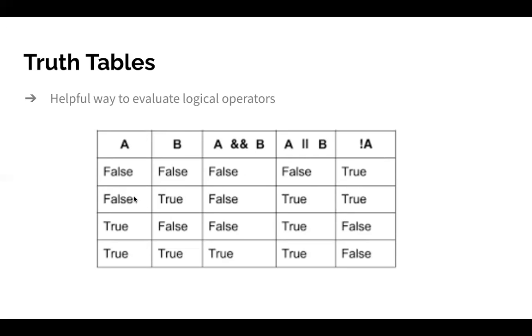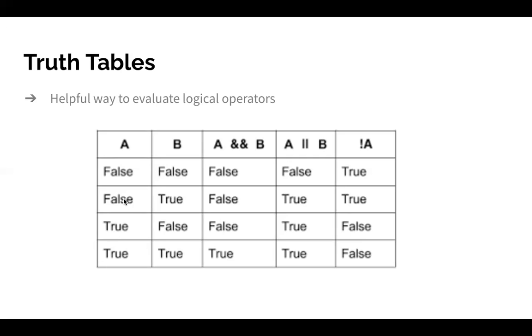Again, with the second row, we see that A is false and B is true. A and B is going to evaluate to false because A is not true. In order for this one to be true, A and B must be true. A or B will evaluate to true because B is true. Even if A is false, that doesn't matter because you only need one for that or operator. And then again, since A is false, not A will evaluate to true.